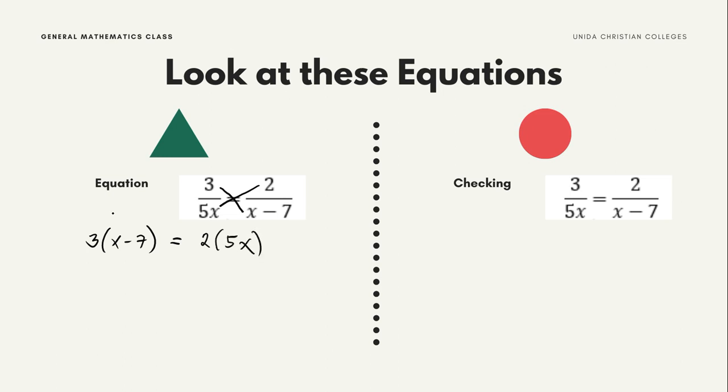And then after that, sa left side, distribute. 3 times x is 3x. 3 times negative 7 is negative 21. Is equal to 2 times 5x, that is 10x. Next step is you will combine like terms.